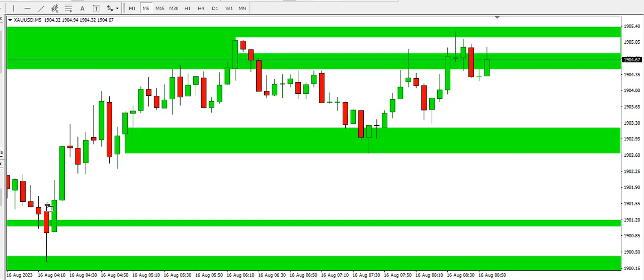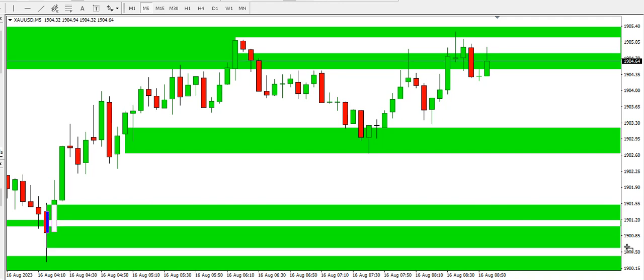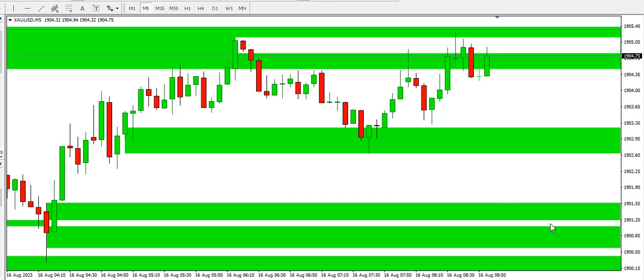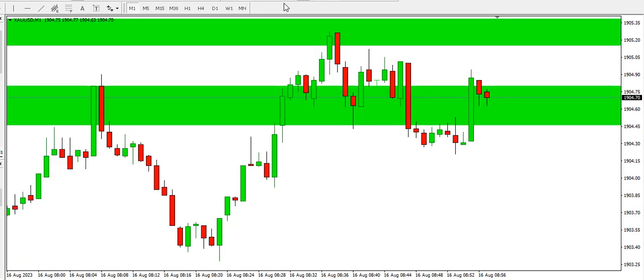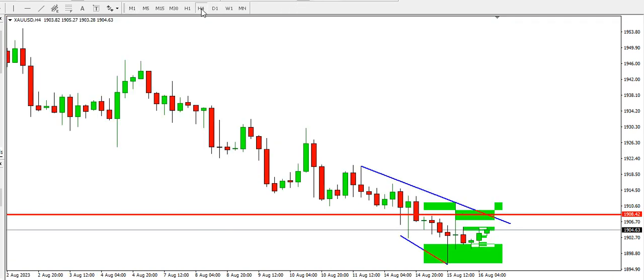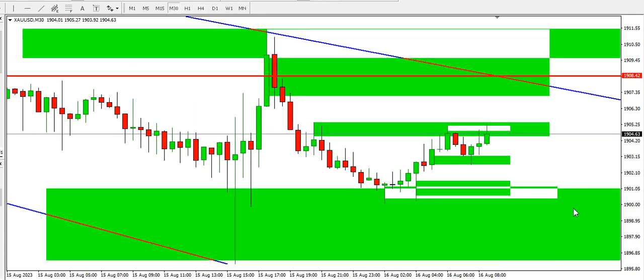Break below this, we have this other block around here. Price might find support at this other block, which is at the 1900 level. So if the price breaks out to the top side to find 1908 or 09 or 1910 level, or breaks to the bottom to find the 1900 level. So for now, the price of gold is ranging, but the overall trend is bearish. All right, so that's that for gold.